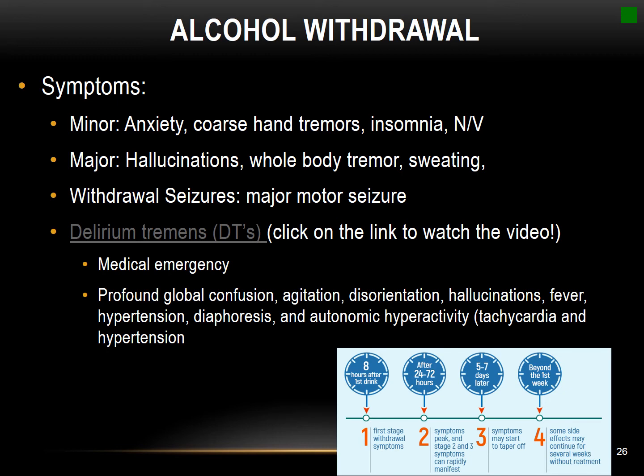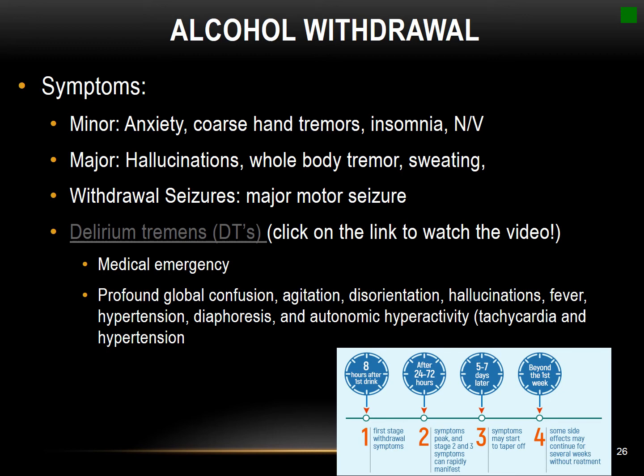They can start 2 to 3 days after cessation and can last 2 to 3 days. Clinical manifestations of DTs include agitation, global confusion, disorientation, hallucinations, fever, hypertension, diaphoresis, and autonomic hyperactivity. That's tachycardia and hypertension. DTs are hallmarked by the profound global confusion that people experience.